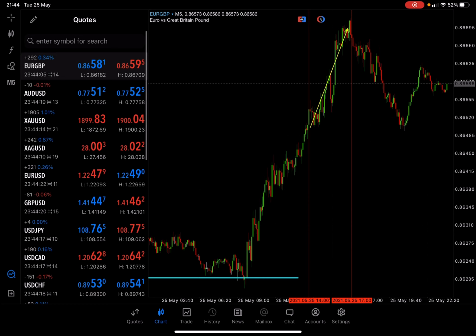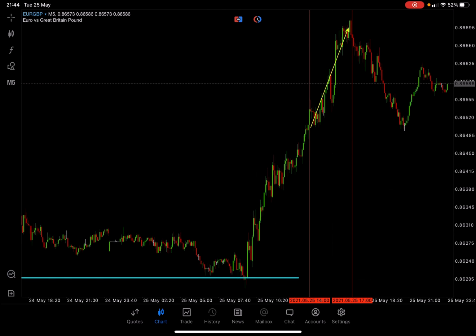We just went through a number of pairs, showing you all kind of trades. I hope that helps. Message me if you've got any questions.